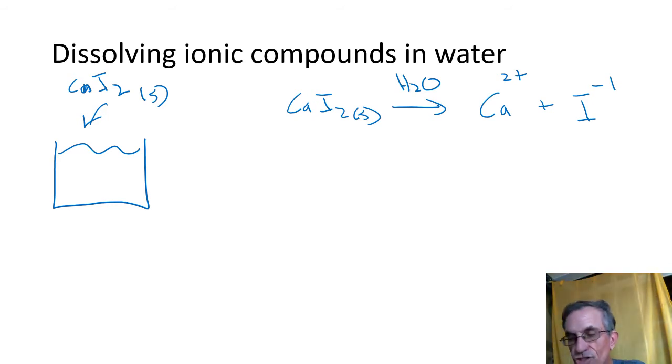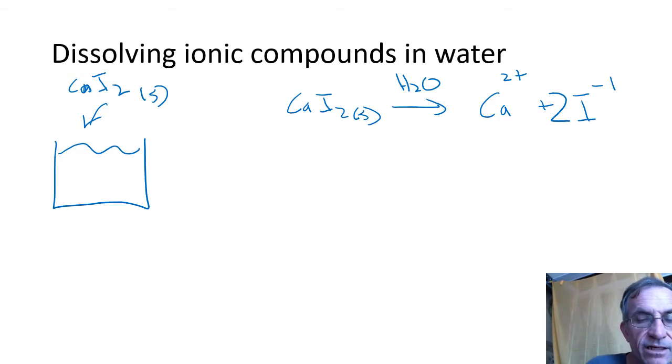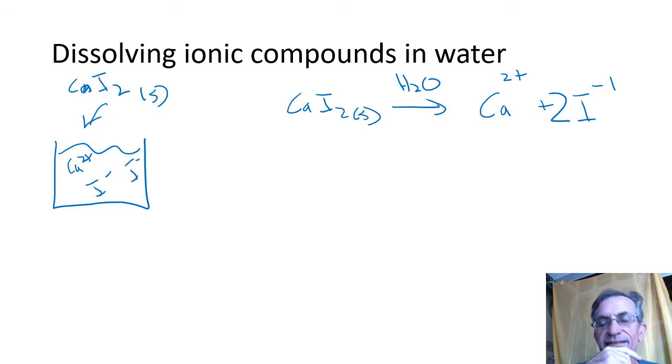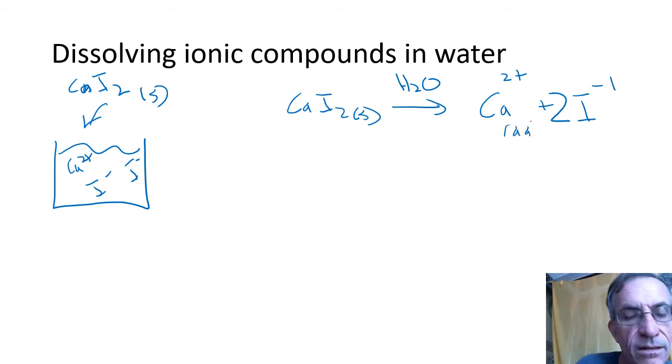So the way I would show that in chemistry land is I don't just get a calcium and an iodine, I get a calcium and 2 iodines. So we put a 2 there, right? We get 2 of them. So in this beaker, there would be calcium floating around and 2 iodines. So we separate all of those apart from one another. All right. Oh, by the way, that's aqueous, isn't it? We write AQ.